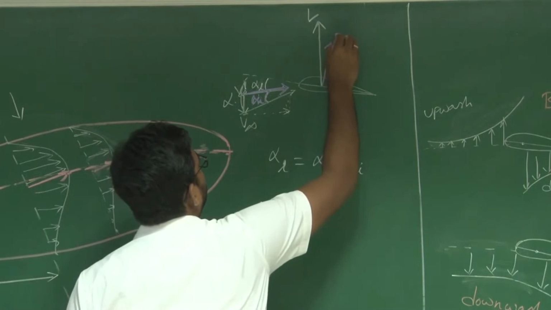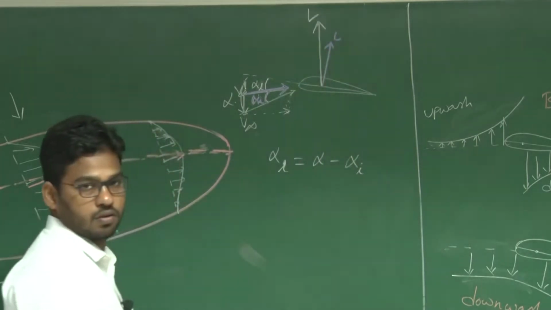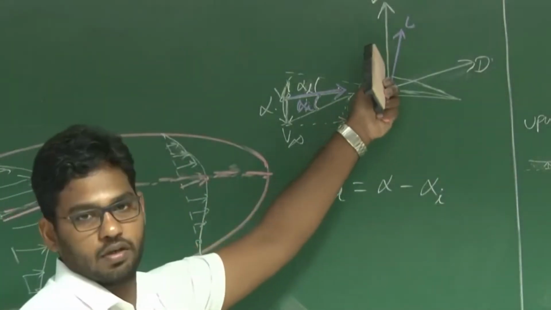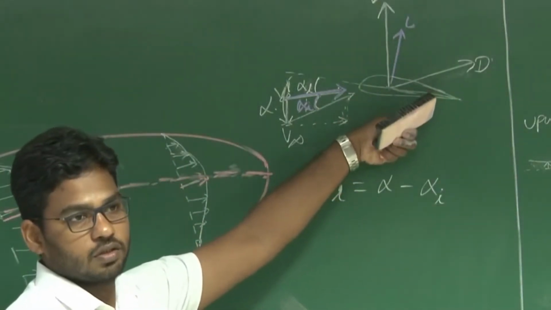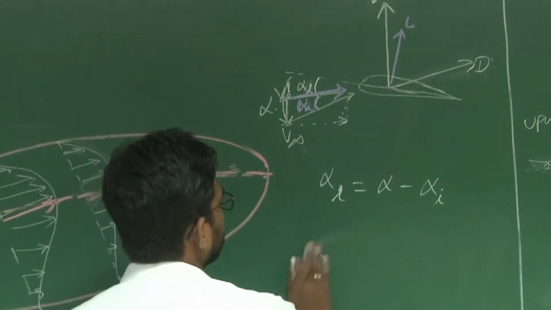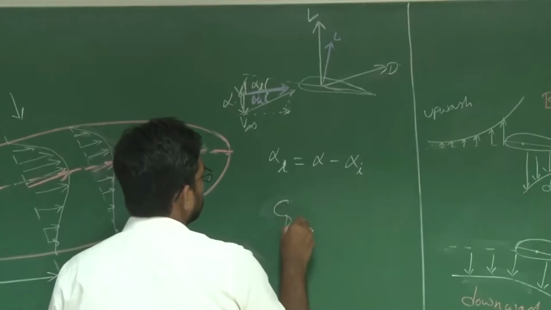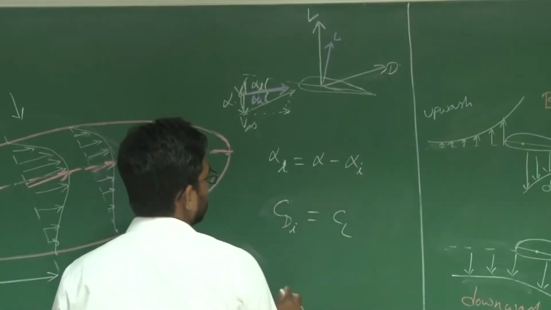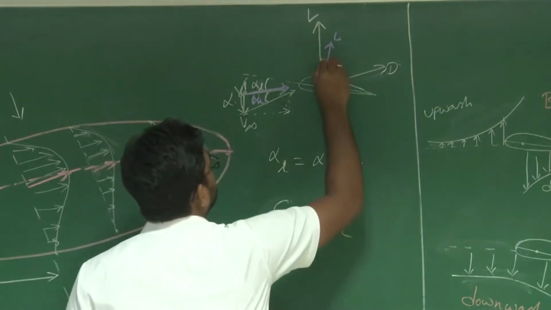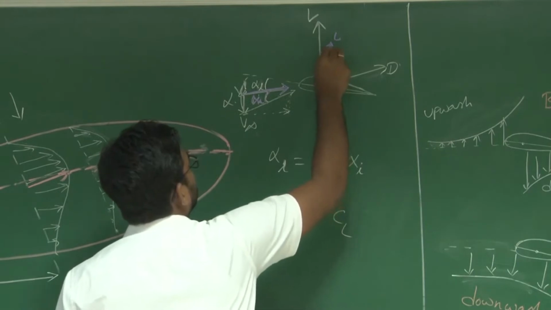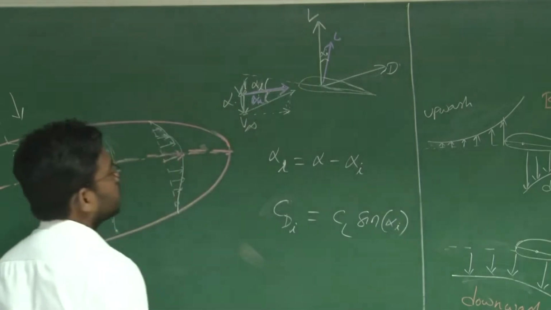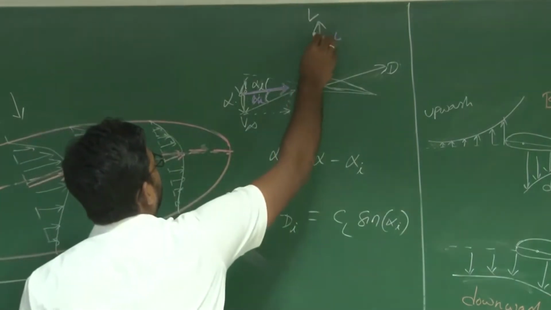This is your local lift. Say this is the direction of your drag. This local lift will also have a component along the drag of this entire wing. So the component is equal to, say, CDI is equal to CL into, this angle is your alpha I, right? CL into sine alpha I. Why? Because this angle is 90 degrees.